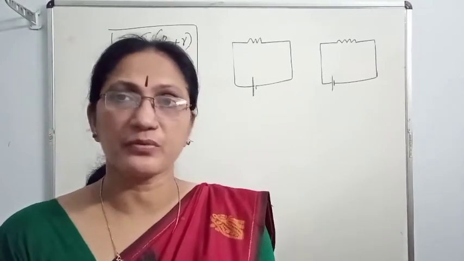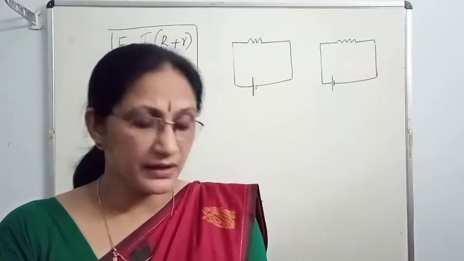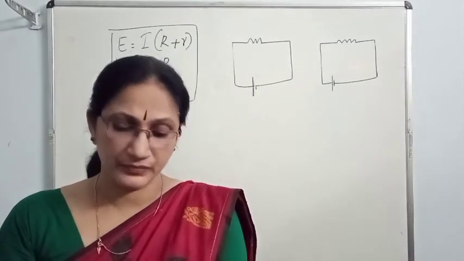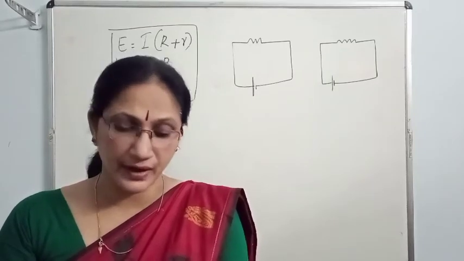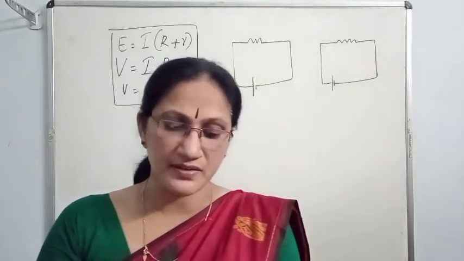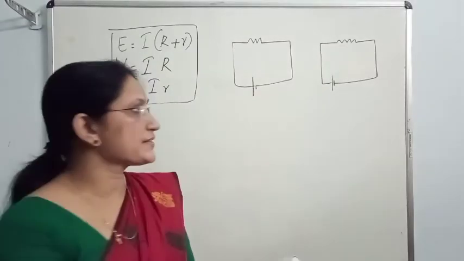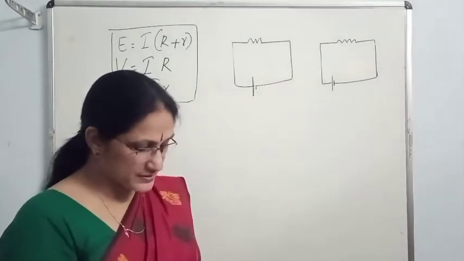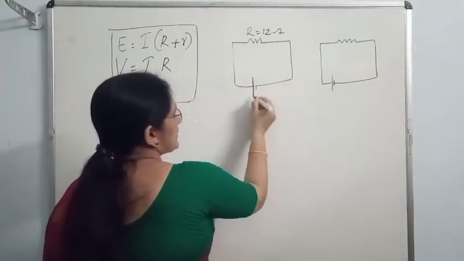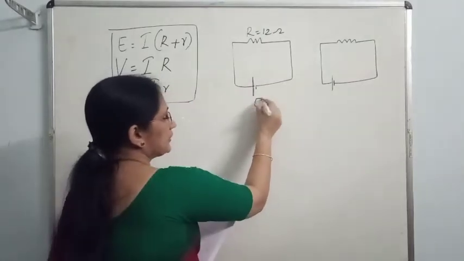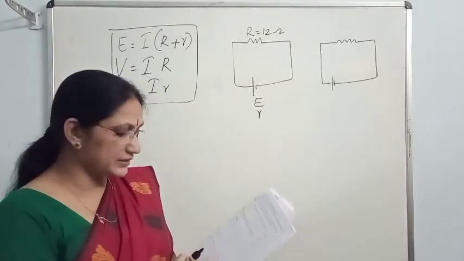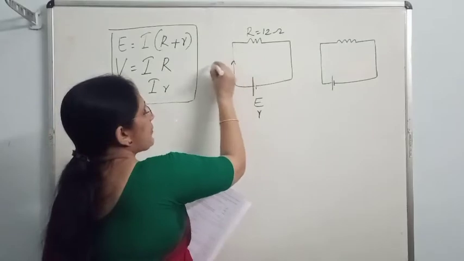Next example, page number 175, example 3. A cell gives a current of 0.5 ampere with an external resistance of 12 ohm and a current of 0.25 ampere with an external resistance of 25 ohm. Calculate the internal resistance and EMF of a cell. A cell is connected across a resistor of 12 ohm. Its EMF is not given, internal resistance also is not given. You have to calculate both. It is given that the current flowing here, I, is 0.5 ampere.